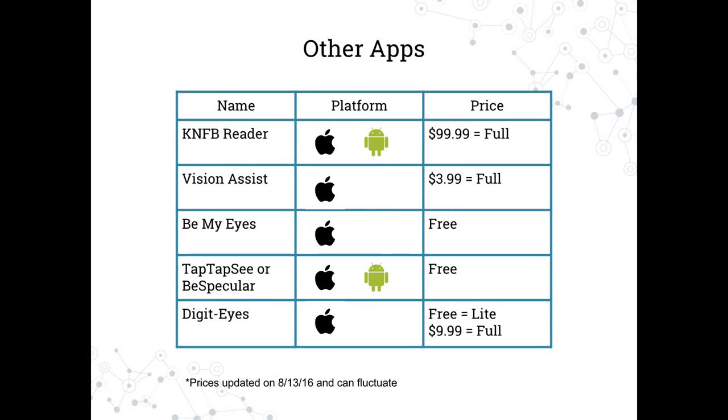So the apps listed in this category are the KNFB Reader, which is available on iPhones or Android, Vision Assist, which is available on iPhone, Be My Eyes, also available on iPhone, TapTapSee or Be Specular, which is available on iPhone or Android, and Digitize, which is available on iPhone.